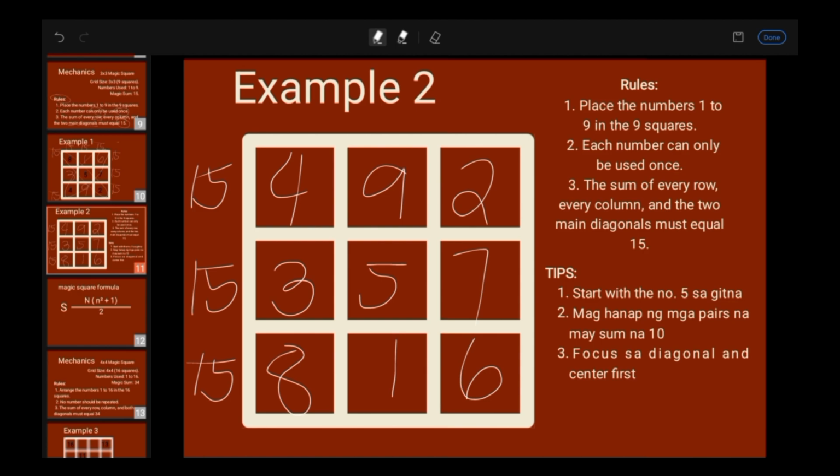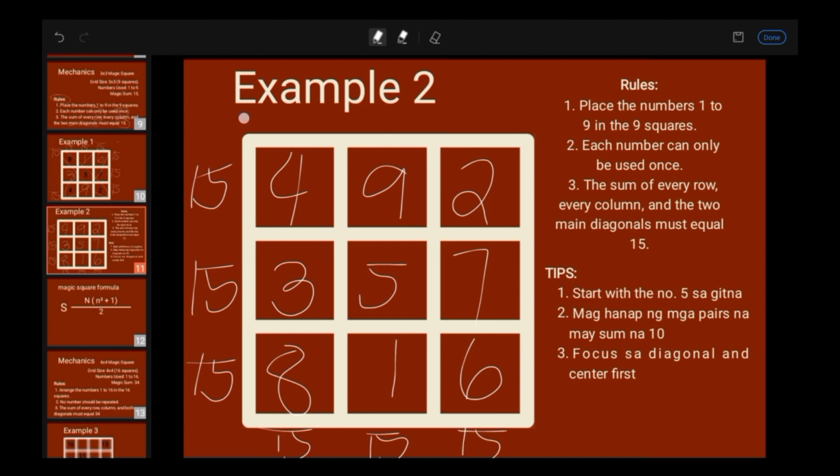Column naman. 4 plus 3 plus 8 is equals to 15. 9 plus 5 plus 1 is equals to 15. 2 plus 7 plus 6 is equals to 15.